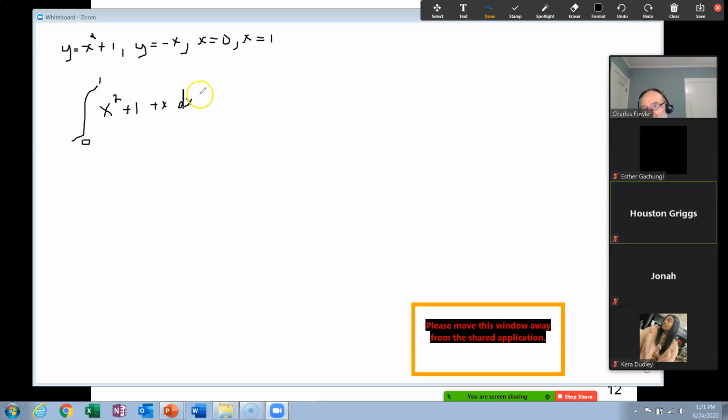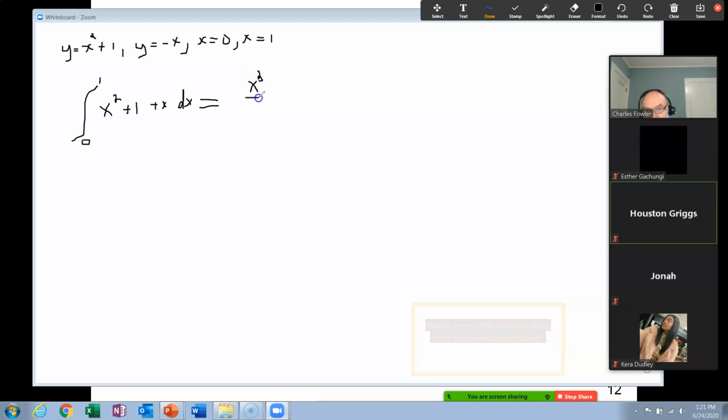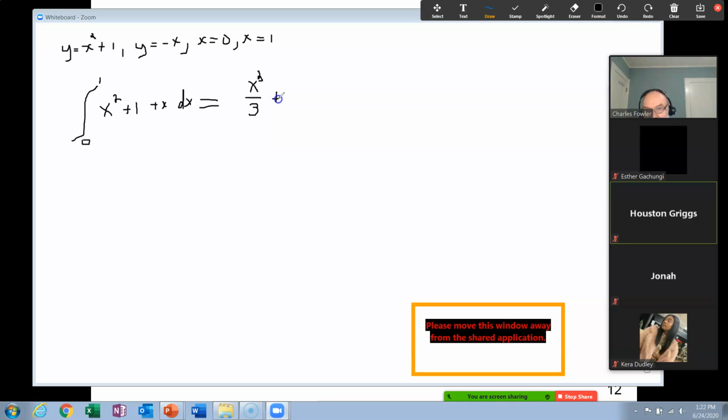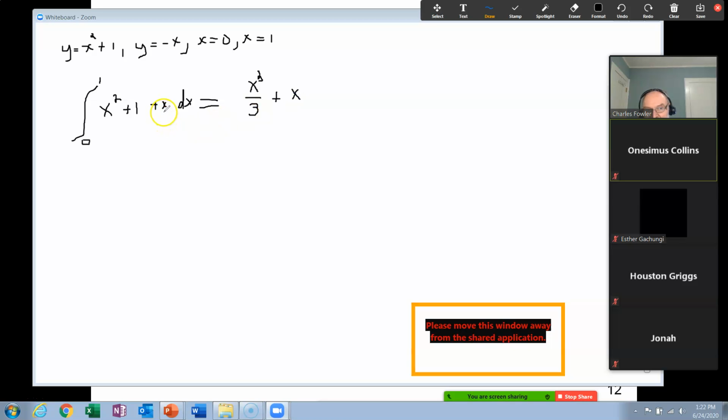All right. Guess what? That was the hard part of the problem. The calculus part is the easy part. What's the antiderivative of x squared? Someone tell me. Anybody? x cubed over 3. You increase the exponent by 1 and divide by that new exponent. Plus, how about 1? What's the antiderivative of 1? Anybody? x. Perfect. Okay. And what's the antiderivative of x?